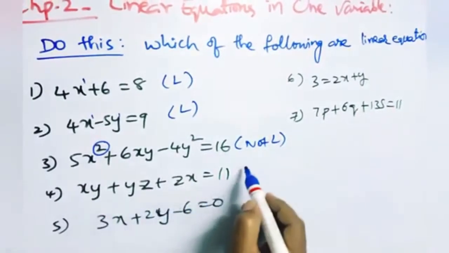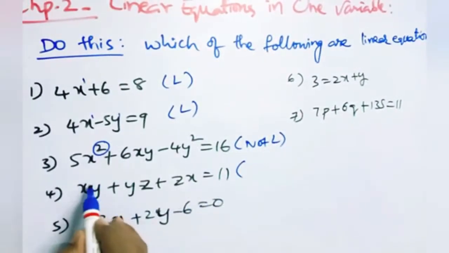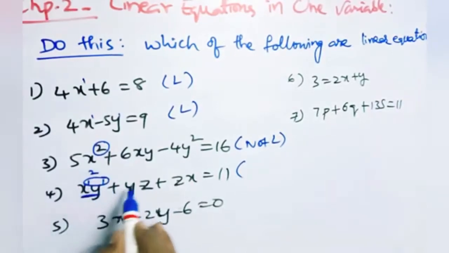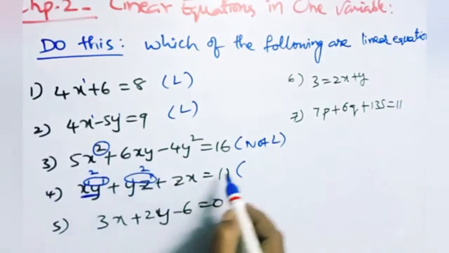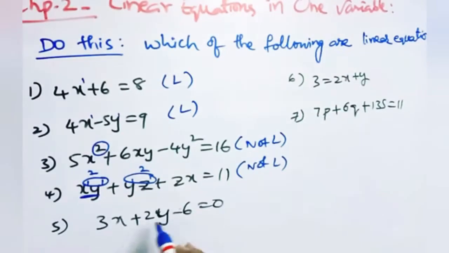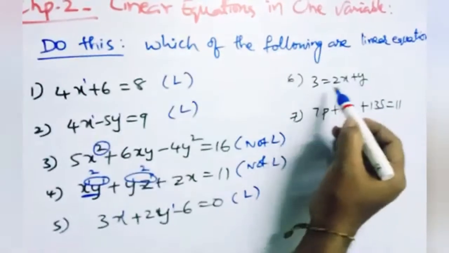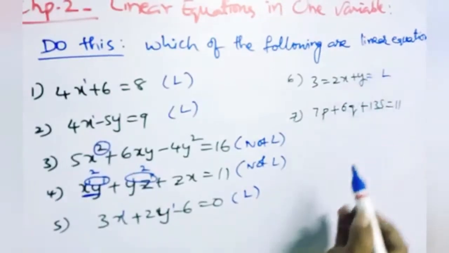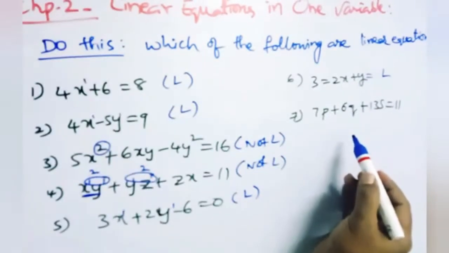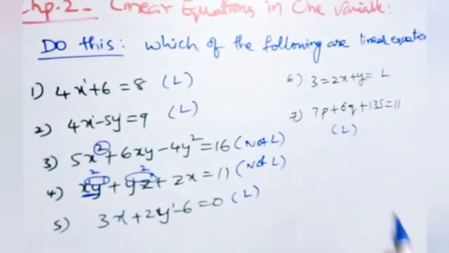The fourth one: if we have two variables, we can add the powers, so this degree will become 2. So this is also not a linear equation. The fifth one is also a linear equation. Why? Because the degree is 1 only. So it is also a linear equation. Next question, 7p plus 6q plus 135. It is also a linear equation.